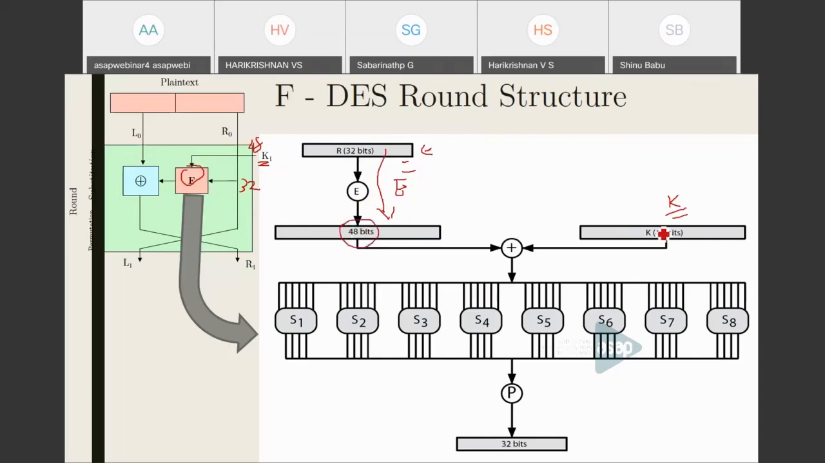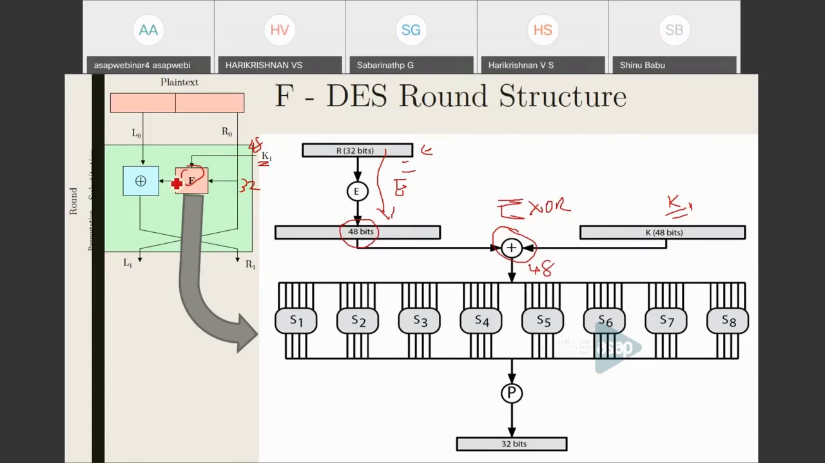Now this 48 bits and the 48 bits of round key, first round key 1, second round key 2, whatever. The round key of 48 bits and this 48 bits which is expanded from the 32 bits of the right half, a simple XOR operation happens here between 48 bits and 48 bits. Once the XOR operation is done, you again have 48 bits as output, right? Simple XOR, there's nothing else to happen. So 48 bits of output is given.